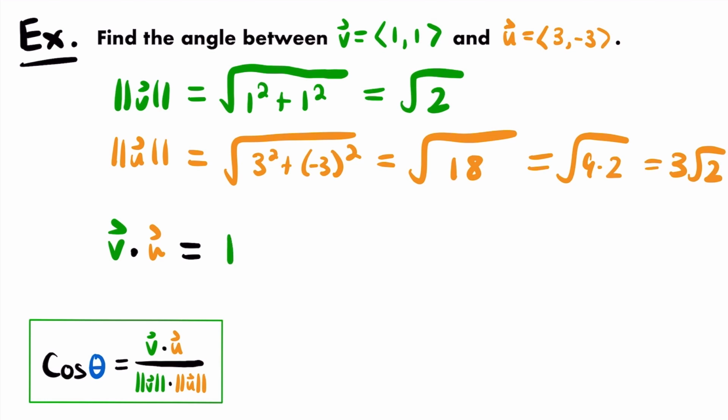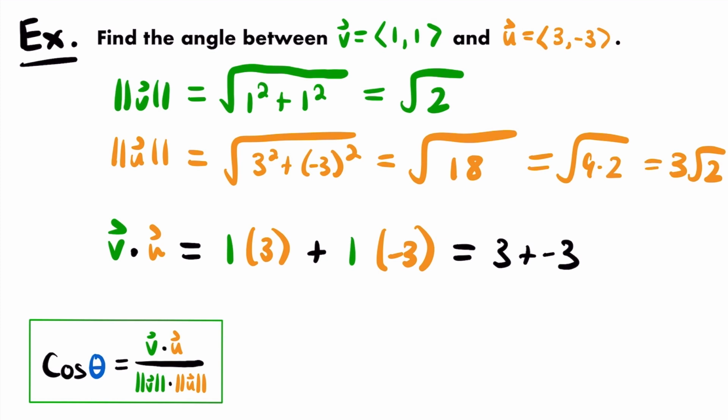We'll have 1 times 3, and then we'll add that to 1 times negative 3. Right? We multiplied the x components together, which were 1 and 3. So we have 1 times 3. And then we added that to the product of our y components, which are 1 and negative 3. So we have 1 times negative 3. So this is equal to 3 plus negative 3, which is just going to be equal to 0. All right, so the dot product of vector v and vector u is equal to 0.